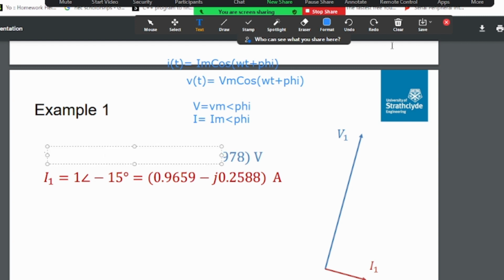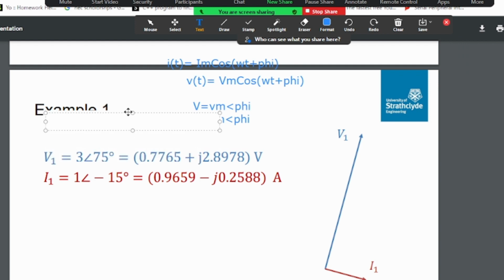V1 is equal to 3 angle 75, and we got the value of I1 equal to 1 angle minus 15. Then we converted these values into rectangular form. These values are in phasor form or polar form. We can convert these values into rectangular form, either with a scientific calculator or with a calculation.